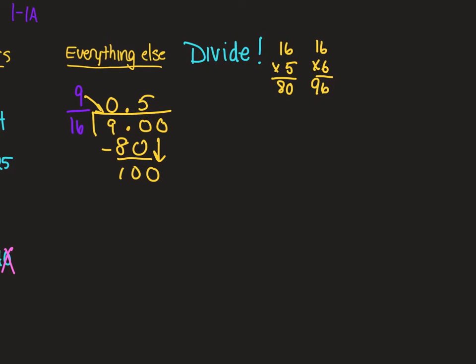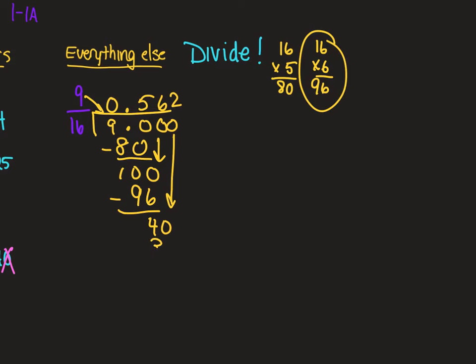Bring that 0 down. Now how many times is 16 going to go into 100? Well, I already did this scratch work, so I know that 6 makes 96. Subtract and get 4. Add another 0. Bring the 0 down. 16 is going to go into 40 twice, which is 32. And I really wish this would have ended, but I have to add another 0. Bring the 0 down. 80. Bingo. It's going to be a 5. 80, and it's going to end. So, final answer: 9 over 16 as a decimal is 0.5625.